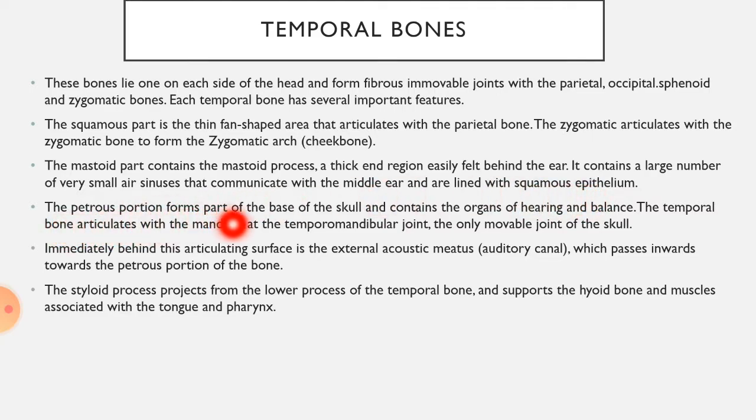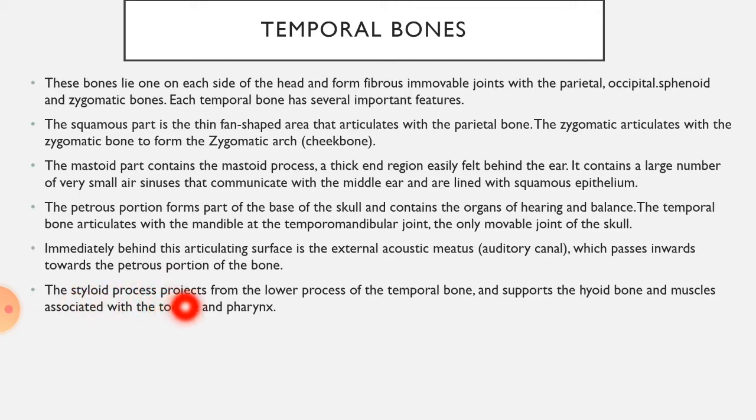The petrous portion forms part of the base of the skull and contains the organs of hearing and balance. The temporal bone articulates with the mandible at the temporomandibular joint. This is really very important. This joint is also known as the TMJ, which is the only movable joint of the skull. Immediately behind this articulating surface is the external acoustic meatus, or auditory canal, which passes inwards towards the petrous portion of the bone, which forms the base of the skull, where you can appreciate the internal acoustic meatus.